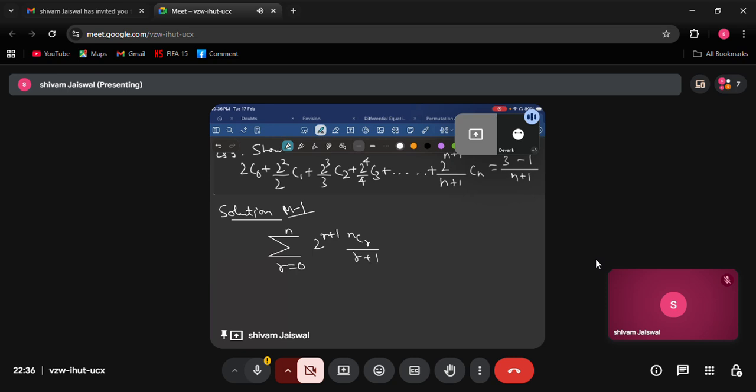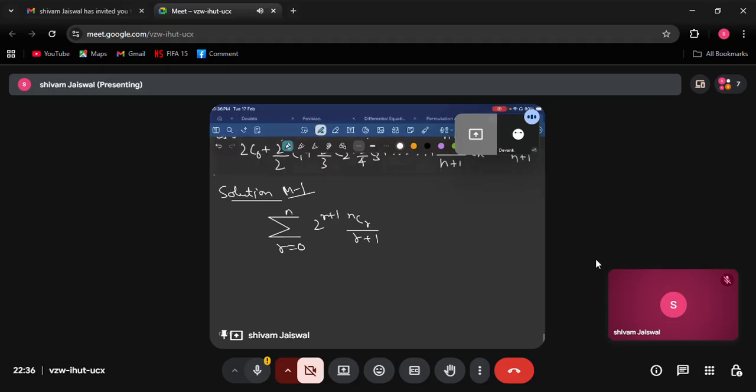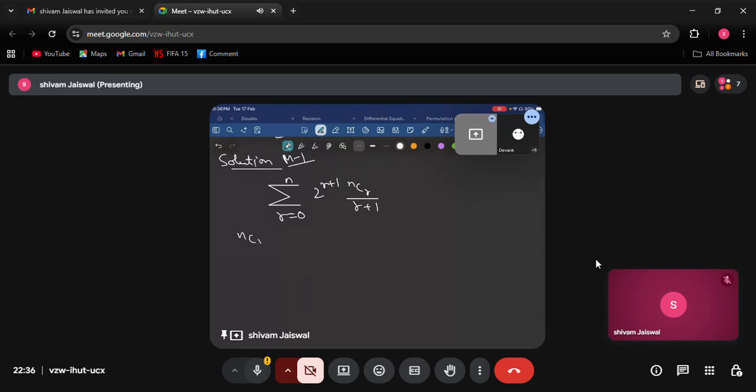Right. Too many things are given. Next. Now over here, let us understand what is NCr by r plus 1. So NCr by r plus 1, can I write it as n factorial divided by r plus 1 into r factorial into n minus r whole factorial. So r plus 1 into r factorial is r plus 1 whole factorial. So it will become n factorial divided by r plus 1 whole factorial into n minus r factorial.